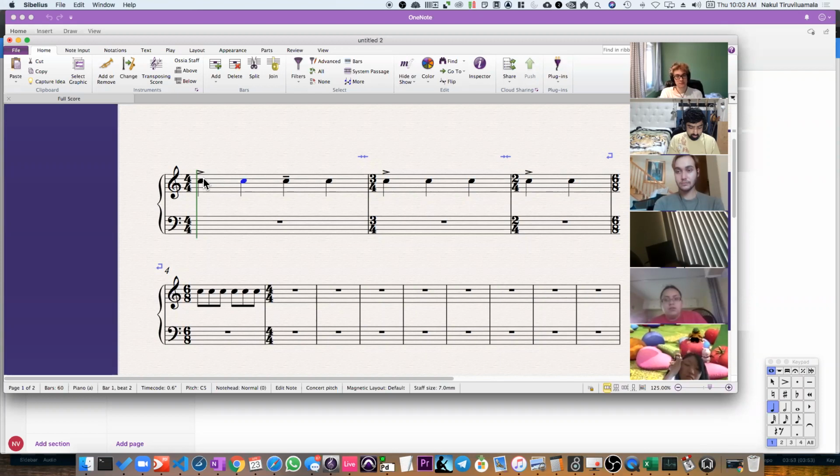Yeah, if there's a chord at the very first measure, the chord occupies the downbeat.